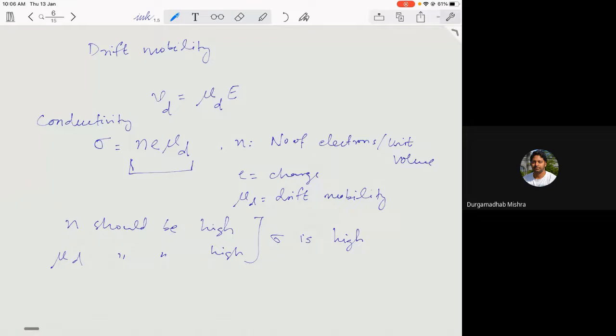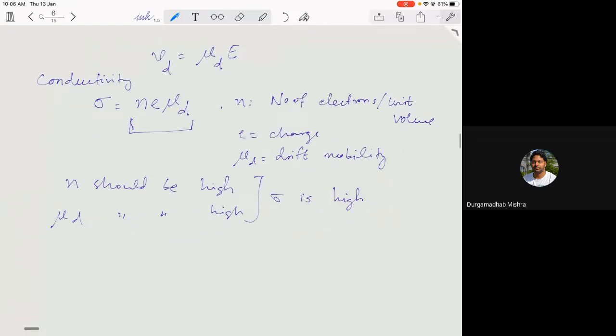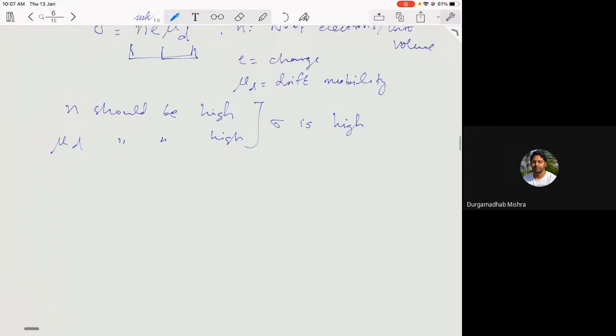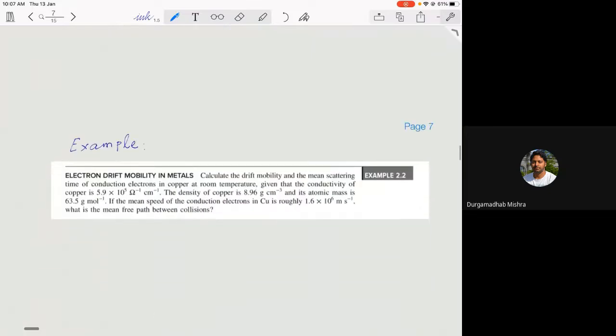Okay, you will see one example here, and then these things will be clear. So remember, if the drift mobility is high, that doesn't mean conductivity will always be high, because in most semiconductors the drift mobility mu d is high. However, n is small, and that's why the conductivity is small in semiconductors. So let's solve one example.